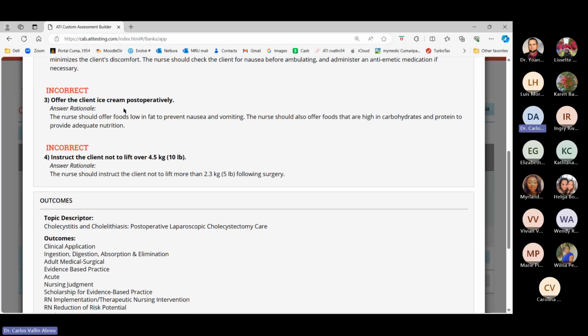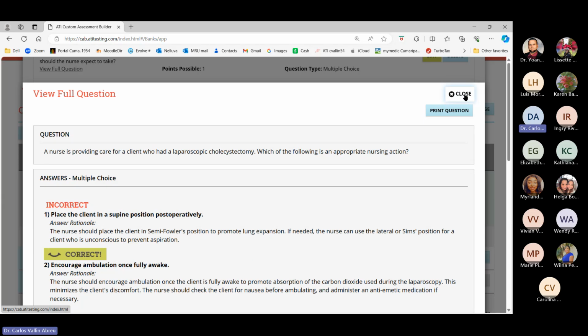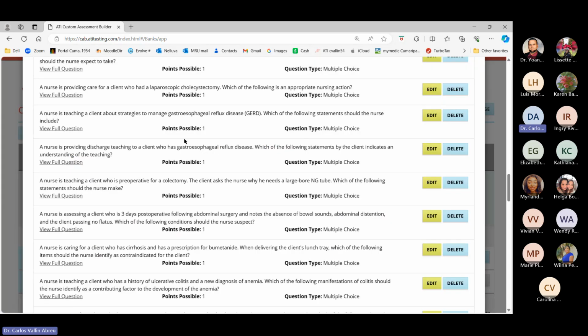Instead, the client should avoid too much fat. Advise the client not to lift over 5 pounds. Yes, 5 pounds is the limit of the weight that we can lift after recent surgery.